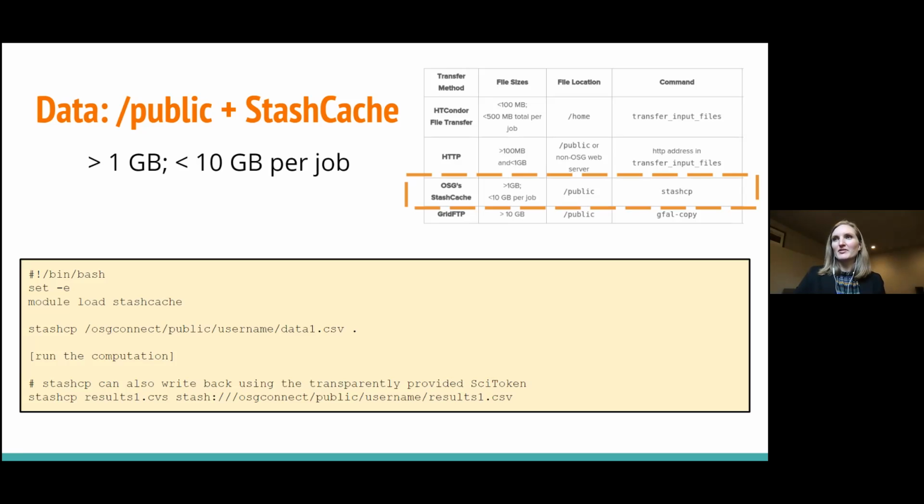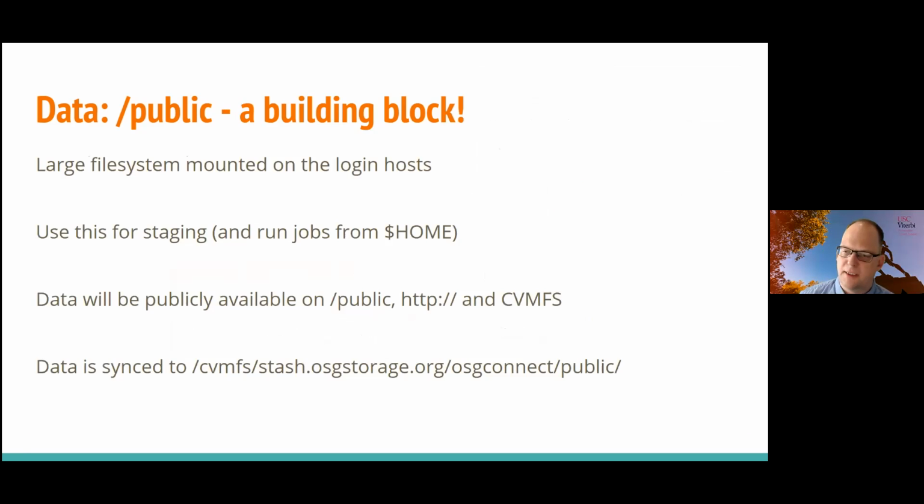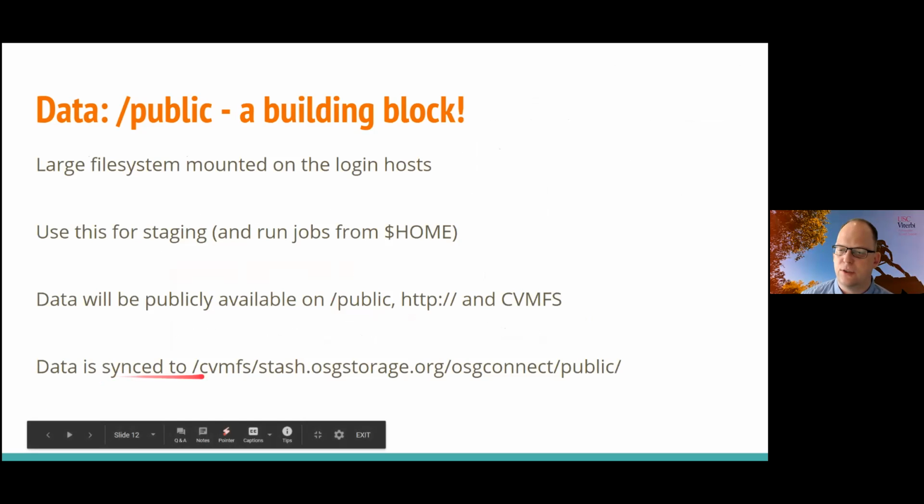Somebody else just asked, how long do I need to wait for data in /public to be available to compute nodes? So it's instantaneous when it comes to, for example, Stash CP and HTTP. And that's the nice thing about Stash CP, right? It will determine if it's in CVMFS already. And the syncing that I mentioned on this side, where data is synced to this location, that could probably take an hour or so, right?